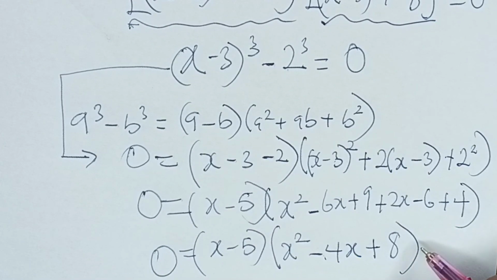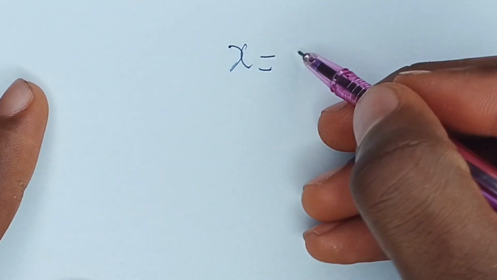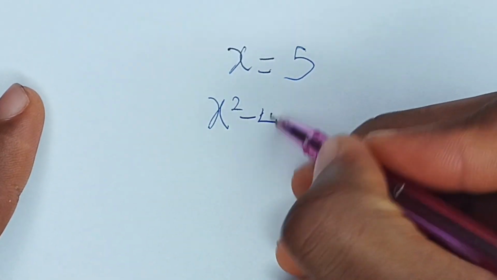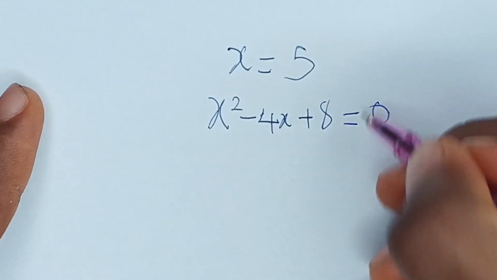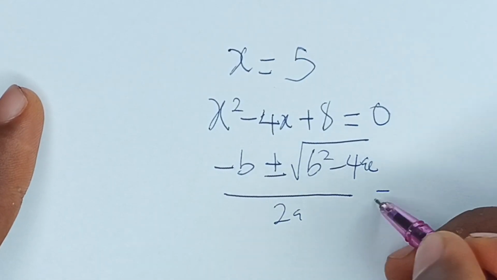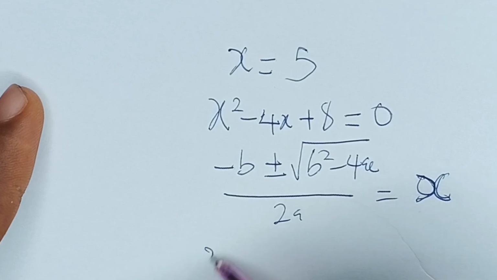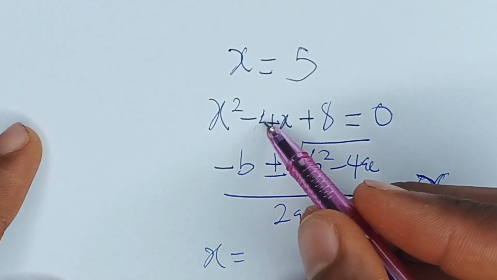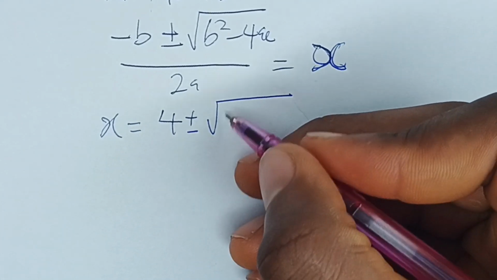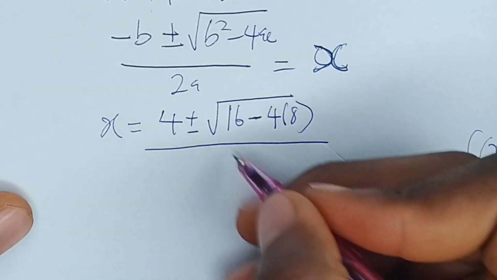When the product of two things is equal to 0, it's either the first one is equal to 0 or the second one is equal to 0. So x is equal to 5, or x^2 − 4x + 8 is equal to 0. From here, we use the quadratic formula. Using the quadratic formula, x becomes equal to: minus times minus 4 is plus 4, so we have 4 plus or minus the square root of 4 squared, which is 16, minus 4 times 8, all over 2 times 1, which is 2.